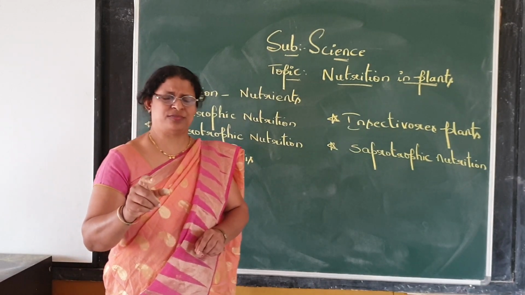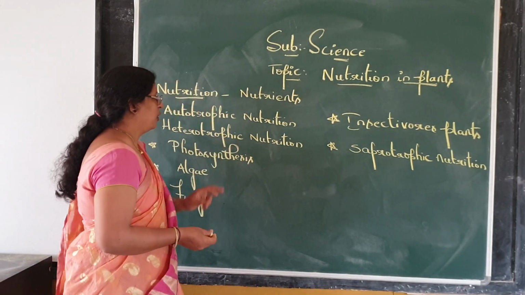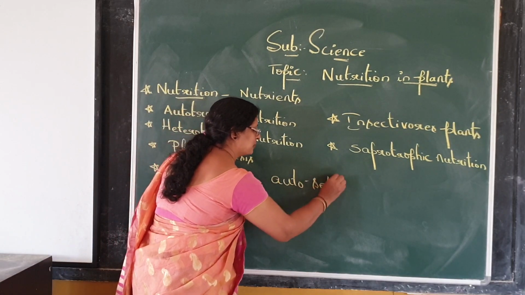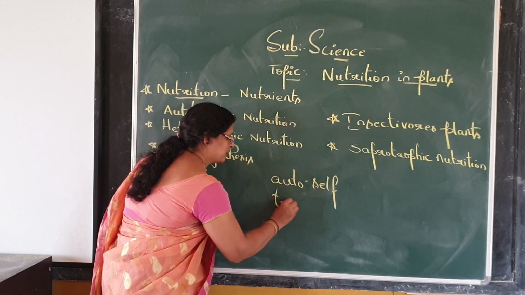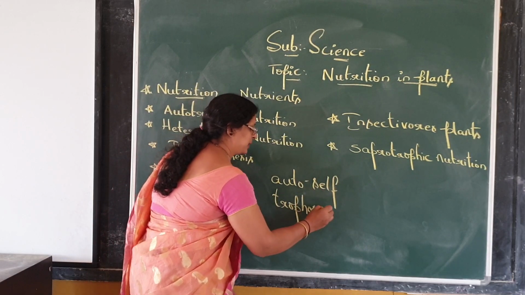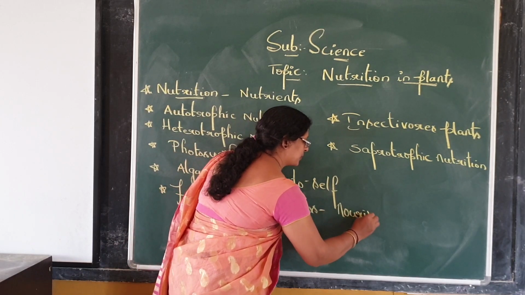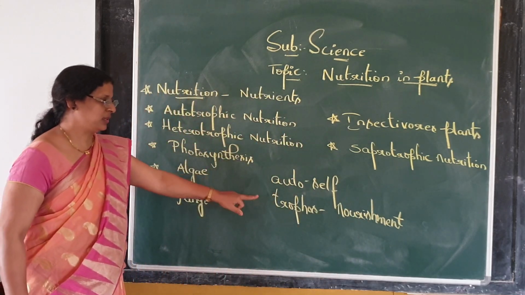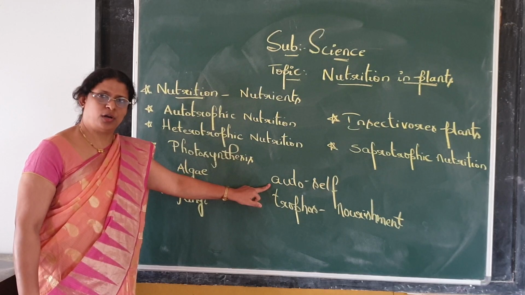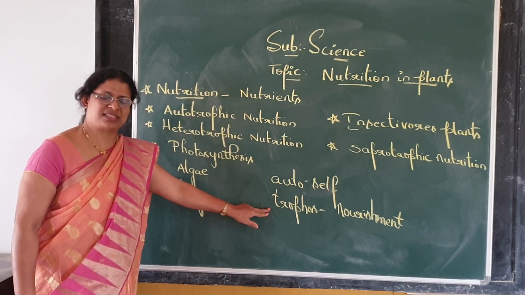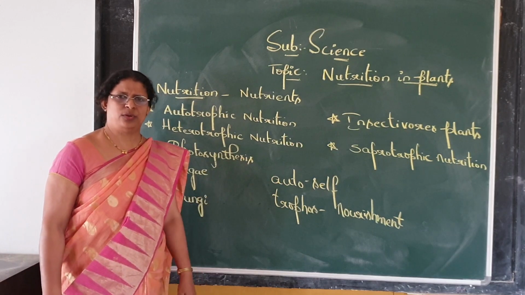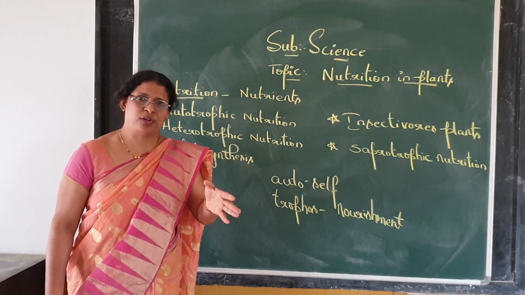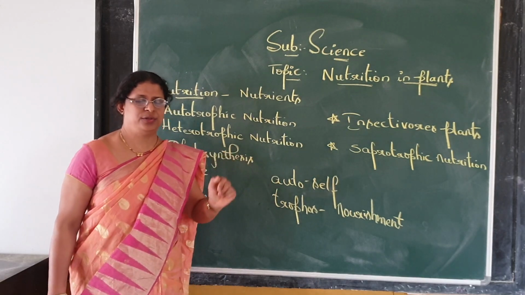So what is the meaning of autotrophs? Auto is nothing but self, and trophos is nourishment. So this is what the term autotroph means. The term auto means self and trophos means nourishment. In the sense that plants are able to prepare their own food, and this mode of nutrition we call autotrophic nutrition.